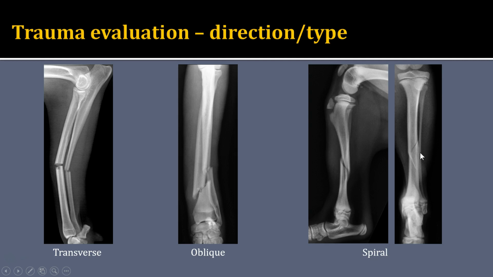We have lateral and craniocaudal views. A spiral fracture is also known as a torsion fracture, and that occurs due to rotational or twisting force when weight is planted, and it appears as kind of this corkscrew twisting on the radiograph as it's wrapping around the long axis of the bone.